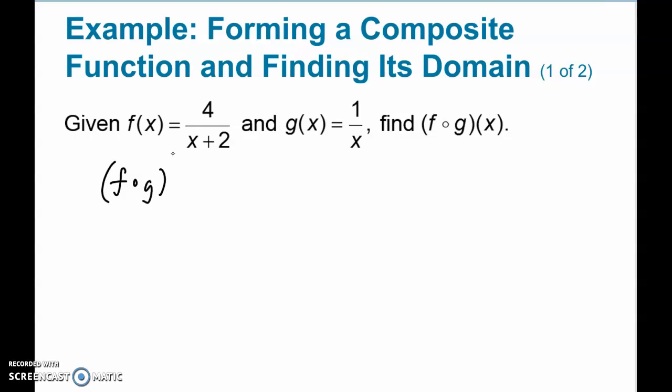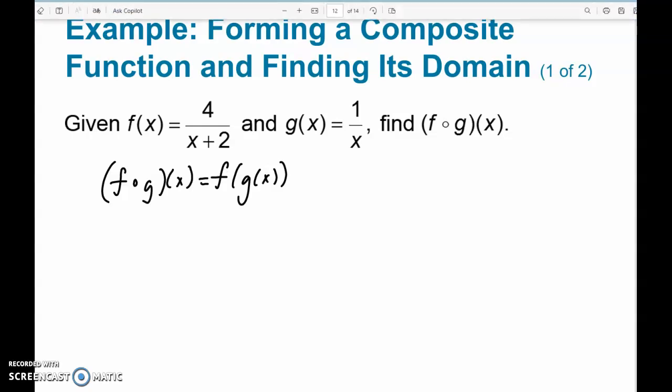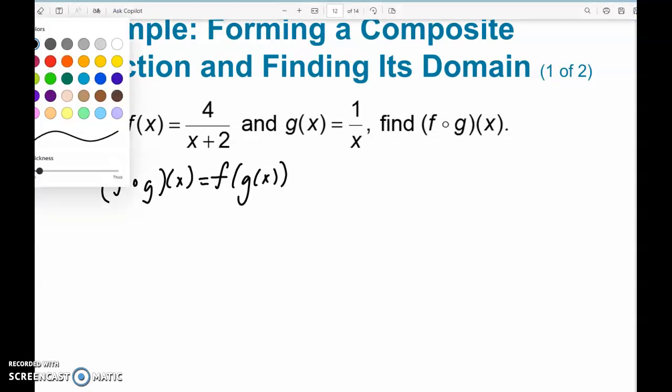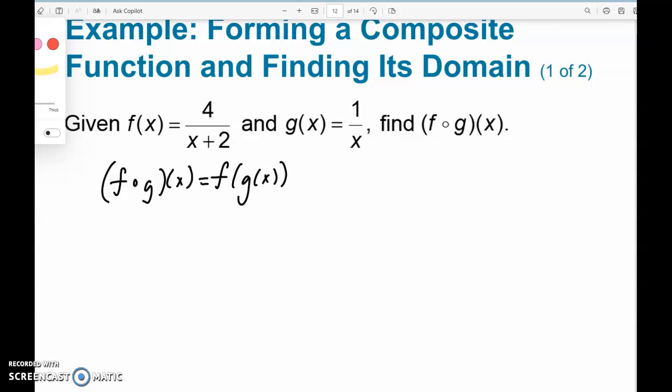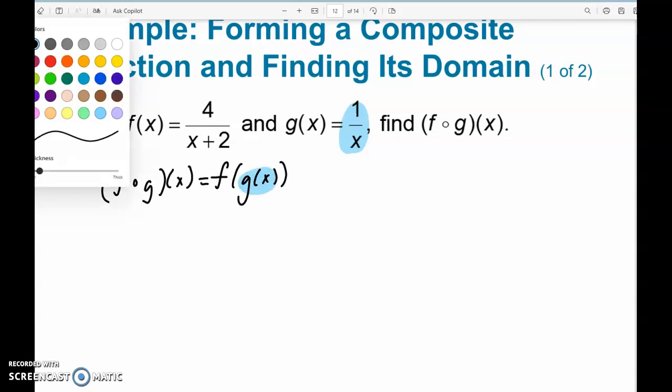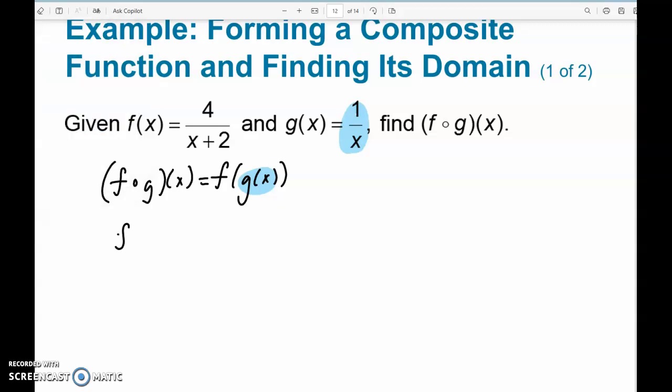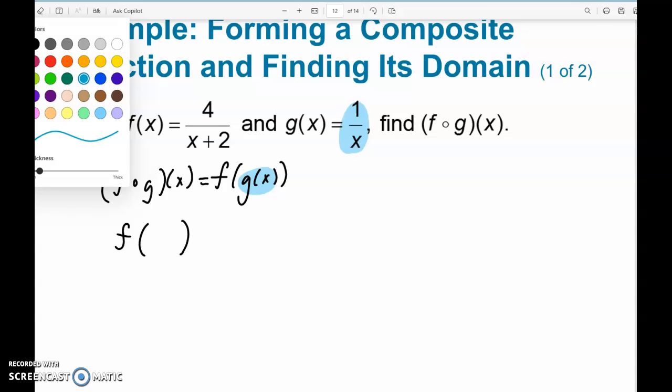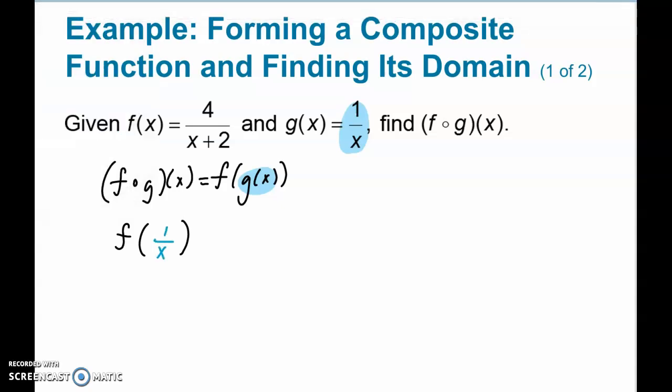So f composite g of x means f of g of x. And g of x is given to us as 1 over x. And so we're going to put that as the input into f. So I'm going to rewrite this as f, and my new input, instead of g of x, I'll put 1 over x.